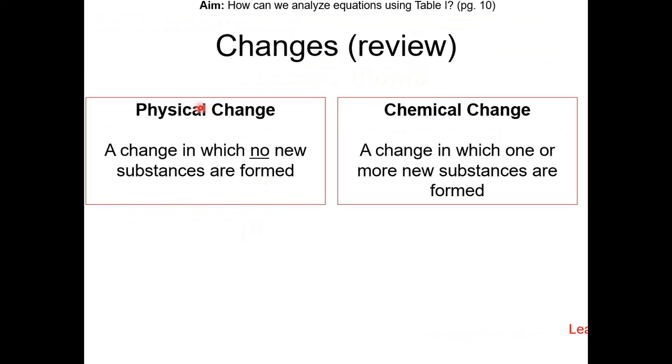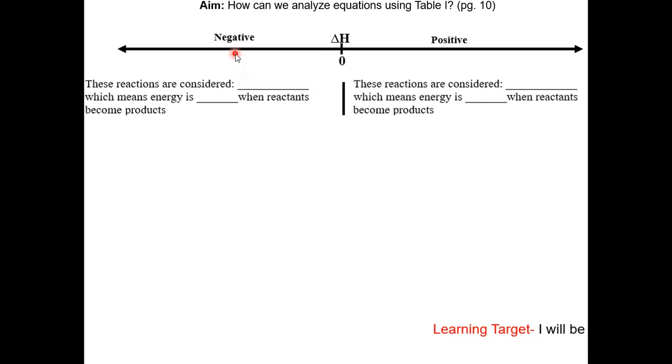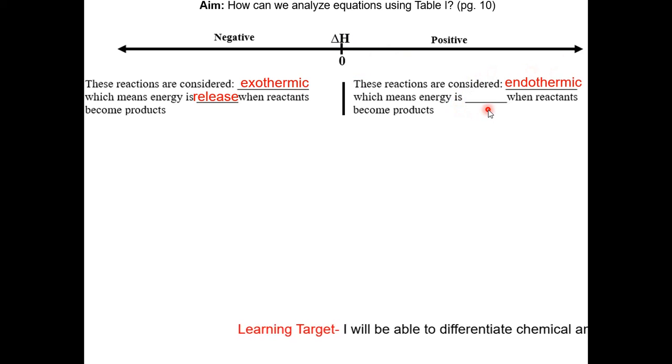Just to review, a physical change is when a change happens and no new substances are formed, while in a chemical change, you are forming new substances. Here we have delta H, which is the heat of reaction or enthalpy. If delta H is negative, that means it is exothermic. That means energy is being released when reactants become products. If delta H is positive, that means the reaction is endothermic and energy is being absorbed when reactants become products.